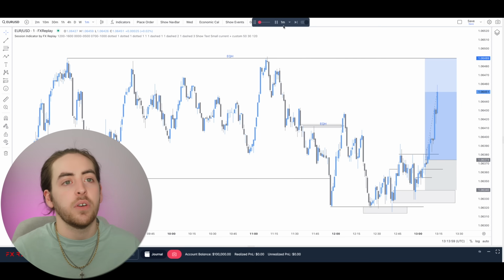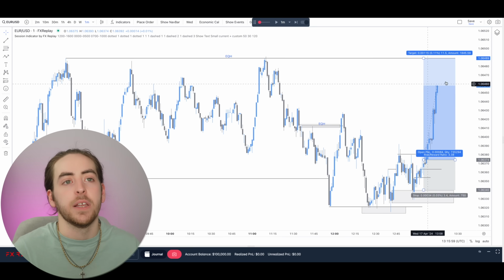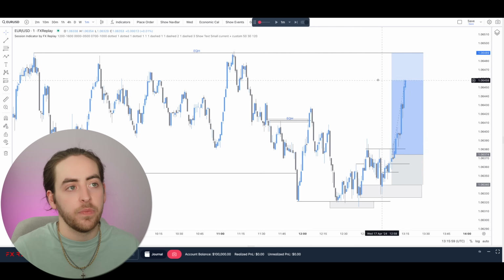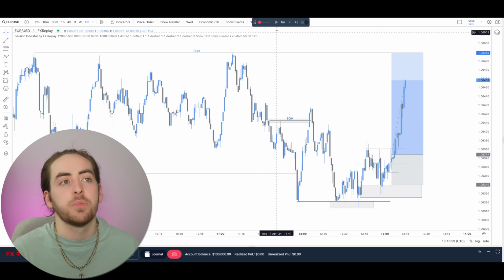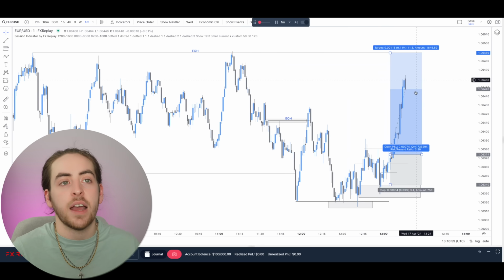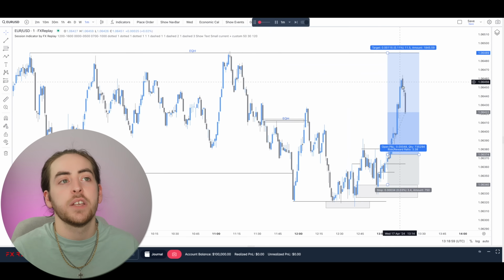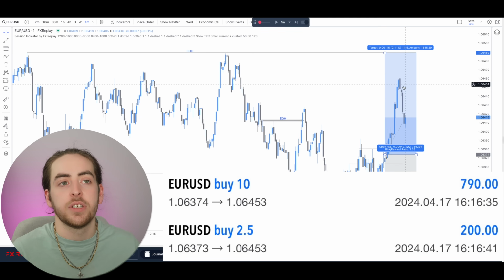Now, at some point on the way up, around here, I believe, we did start to stall out. So we saw a little bit of resistance from the supply zone just here. And for this reason, I ended up closing some of my trade at around this point. I closed up around 1% just there.